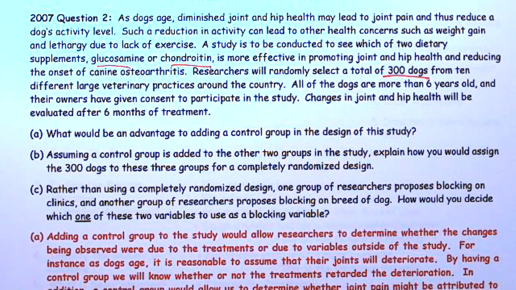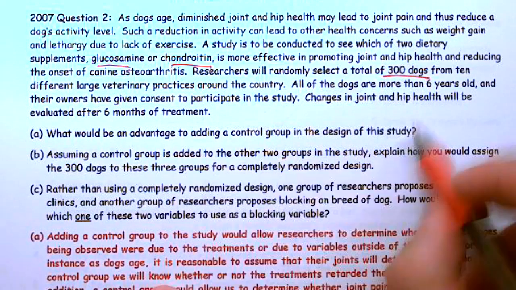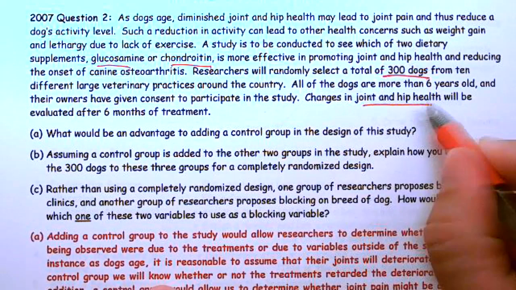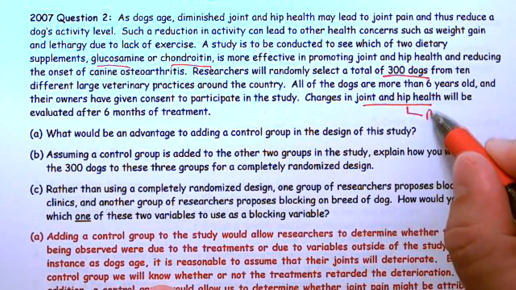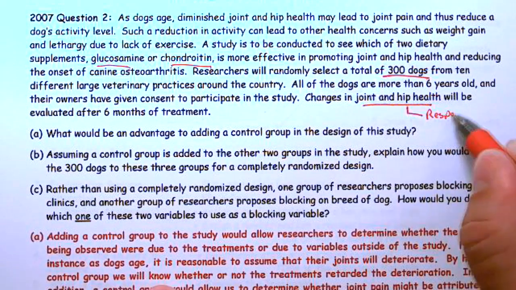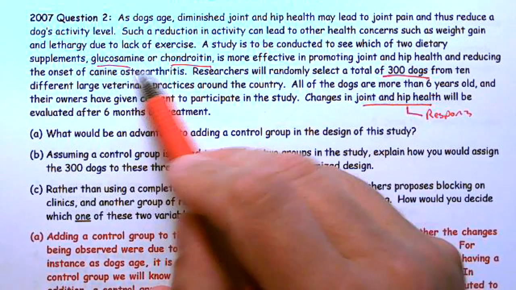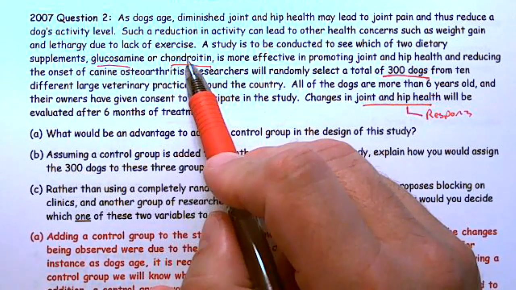All of the dogs are more than 6 years old, so we're controlling for age, and their owners have given consent to participate in the study. Changes in joint and hip health will be evaluated after 6 months. So they're telling me the joint and hip health, that's my response variable. So here's my response. Up here, these are my treatment groups.